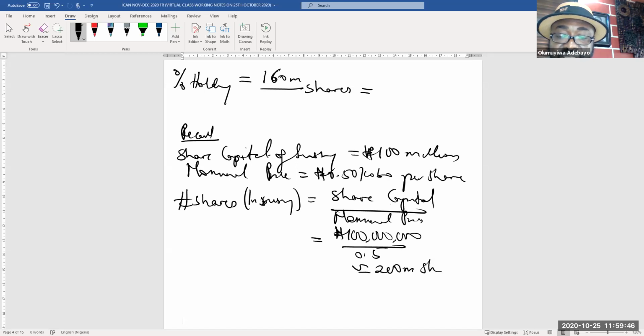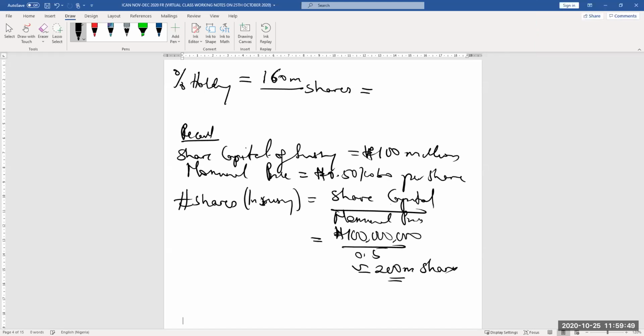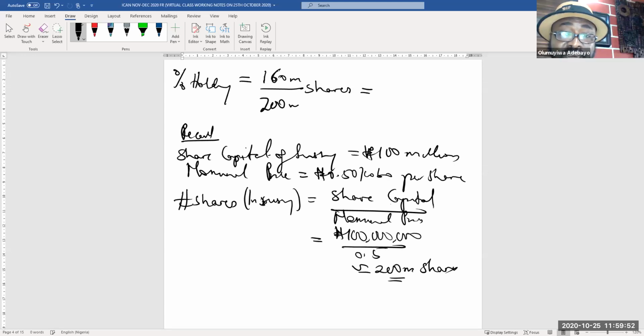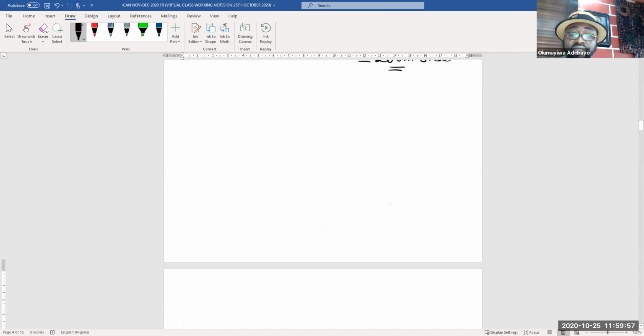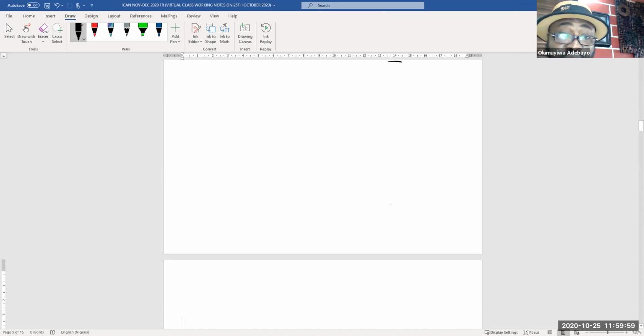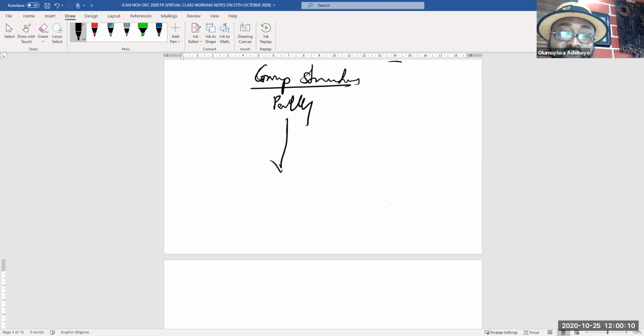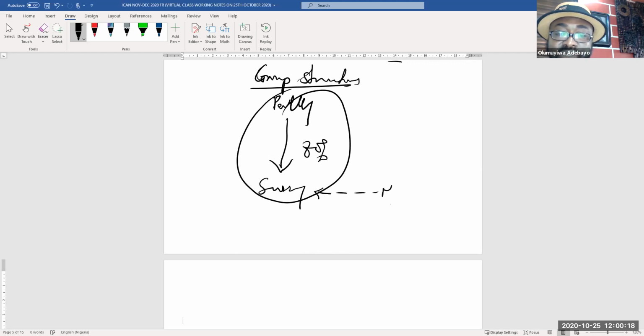200 million shares. Which means, what is the ratio of the 160 million you acquired to 200? That gives me what? 80%. And on that basis, we say there's control. I can now say my group structure recognizes the fact that Pali acquires 80% in Suzy, with NCI of 20%.